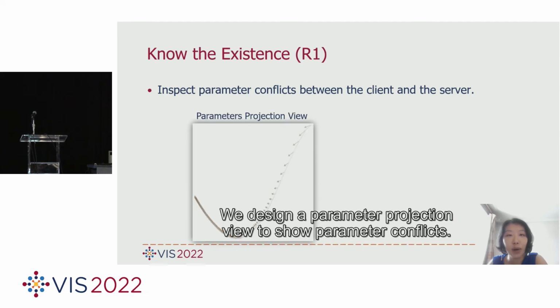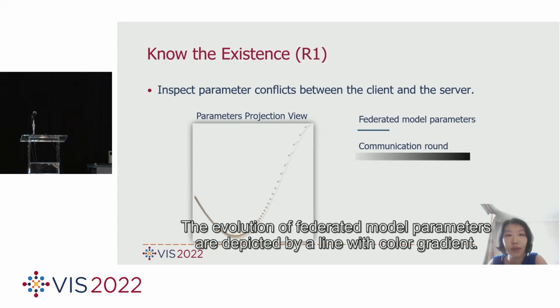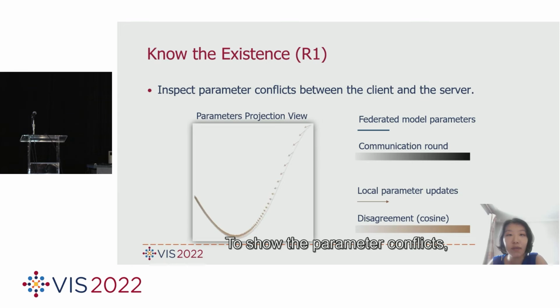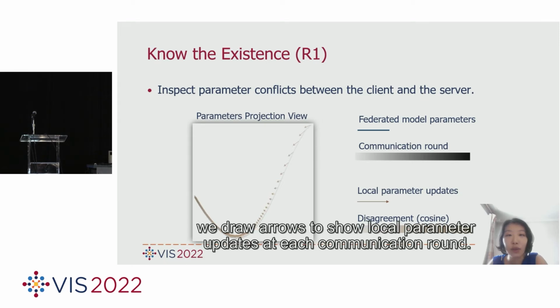We design a parameter projection wheel to show parameter conflicts. The evolution of federated model parameters is delegated by a line with color gradient. The color encodes the communication round. To show the parameter conflicts, we draw arrows to show local parameter updates at each communication round.